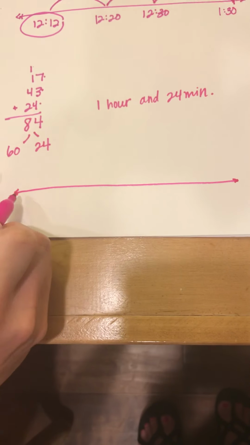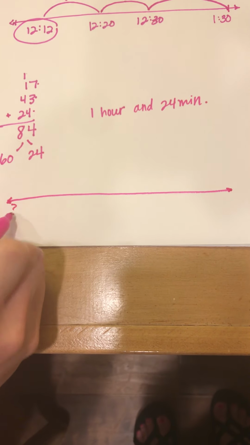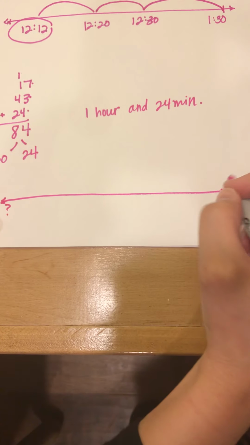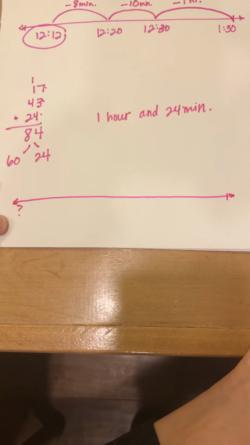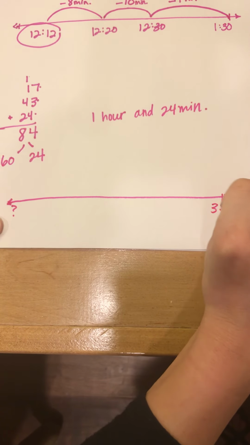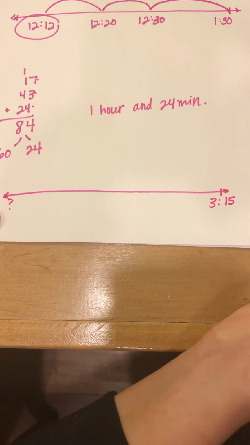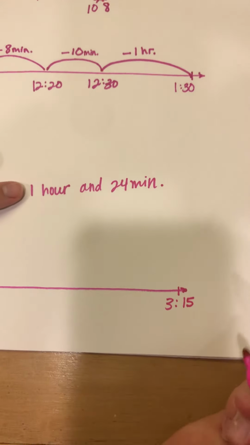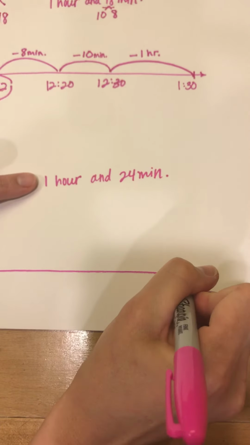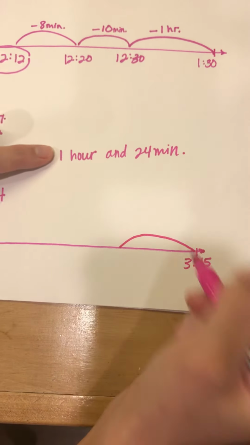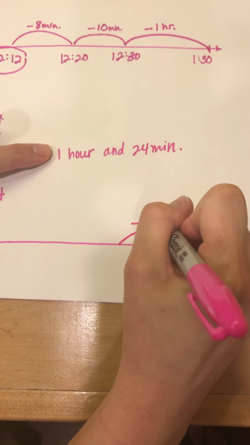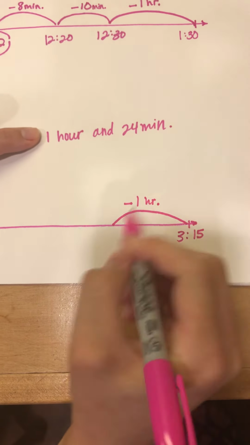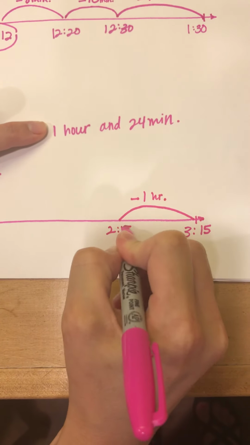And since I'm working to find the start time, that's the time I don't know, I'm going to put my ending time here, which is 3:15. And I'm going to work backwards the 1 hour and 24 minutes. So 3:15, working backwards, minus 1 hour is 2:15.